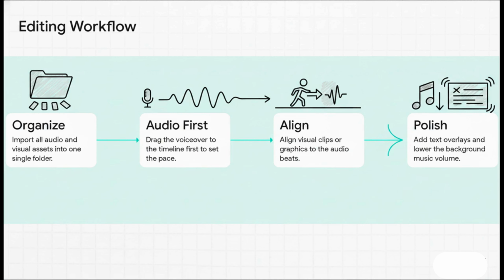First, get organized. Import everything into one single folder. Step 2 is absolutely vital. Drag your voiceover to the timeline first. Your audio is the foundation that dictates the timing of literally everything else. Step 3, drag your visuals in and align them directly to the audio beats. And finally, layer on your text and drop the background music volume low enough so it enhances your AI voiceover instead of completely distracting from it.